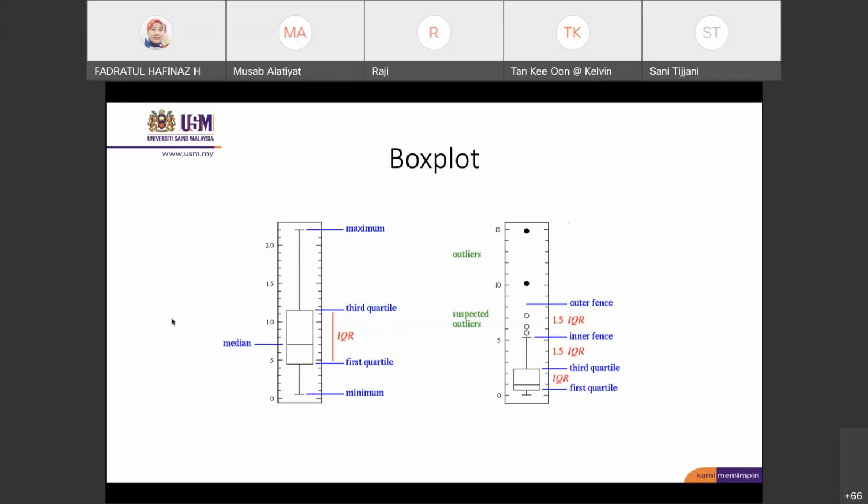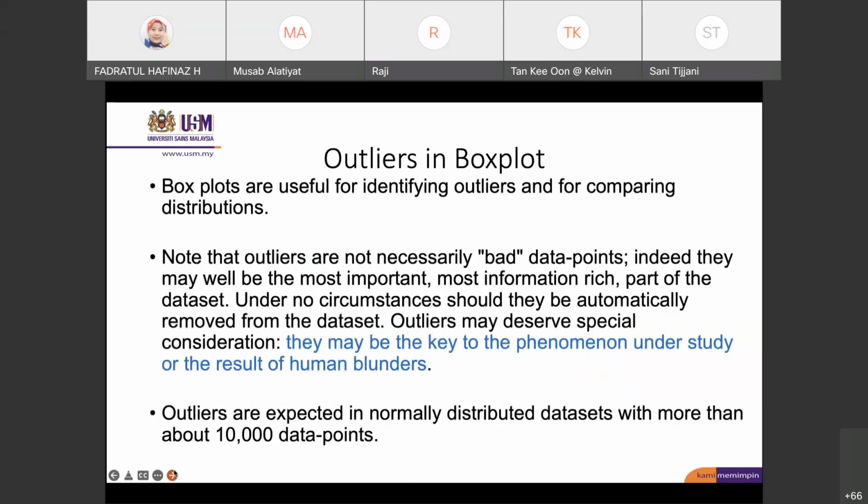Okay, so if you can see here, the range from the first quartile to the third quartile is called the IQR, right? This is a very important value. Okay. So box plot, it's very useful when we want to identify any outliers and for comparing the distribution. Okay. Outliers are expected normally in distributed data set within more than 10K of the data points.